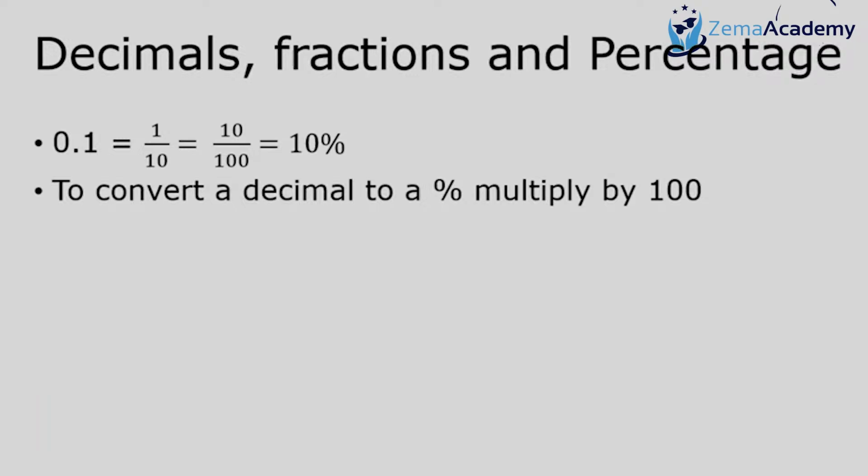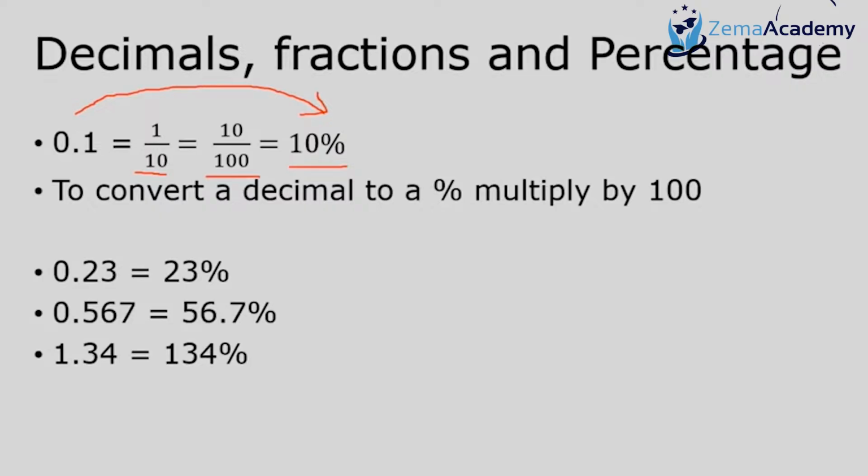So again, just to get you used to the idea, here I've got 0.1. I can also write that as 1 over 10. I can write it as 10 over 100 because I multiply both top and bottom of 1 over 10 by 10 to give me 10 over 100. And now I know that 10 over 100, or 10 per 100, is the same as 10%. Equally, I could just have multiplied that number by 100 to get to the percentage. Again, to convert a decimal to a percentage, you multiply by 100.